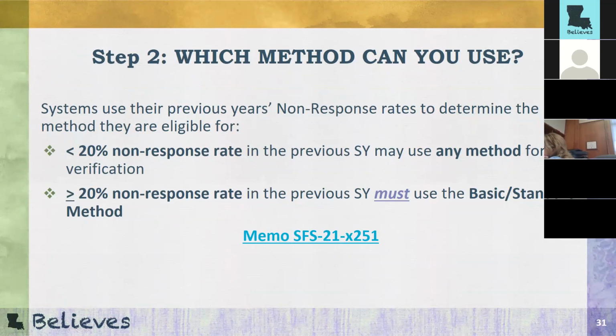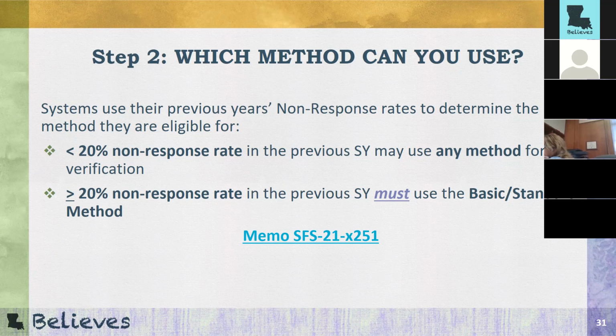Okay, we will discuss the method we can use to select your sample size. We use the previous school year's non-response rates to determine the method you will use for verification in the current school year. If you have a less than 20% non-response rate in the previous school year, you may use any method for verification: the standard or basic, alternate 1, or alternate 2.